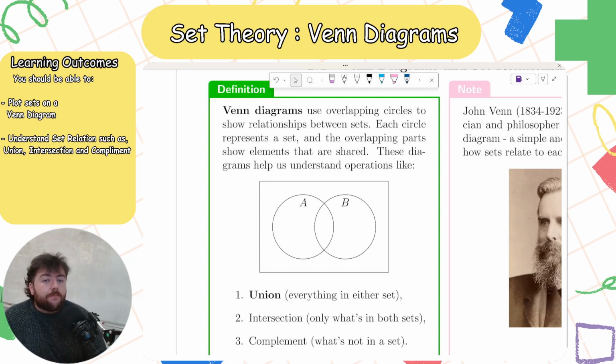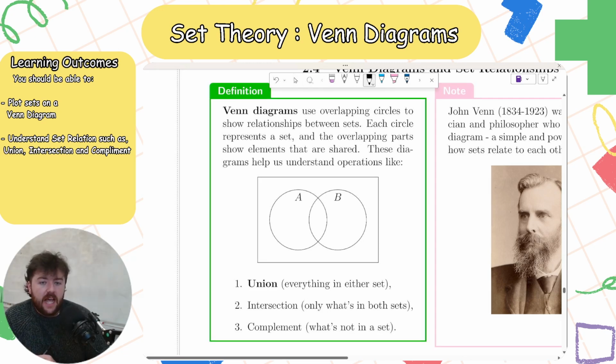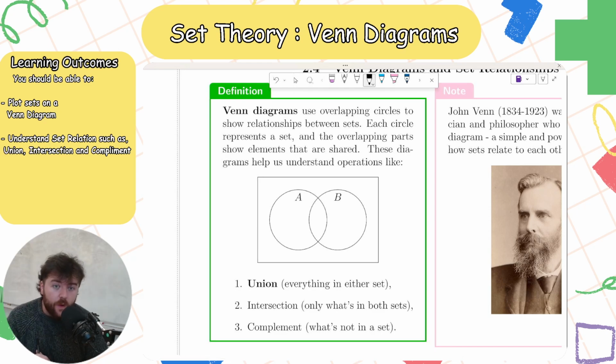These diagrams help us to understand operations like the union of sets, that's everything in either set, the intersection, which is just what's in both sets, and the complement of a set, which is what is not in the set. So when we're plotting out a Venn diagram, all shared elements go into the overlapping part because they're shared by each set. That is called the intersection.